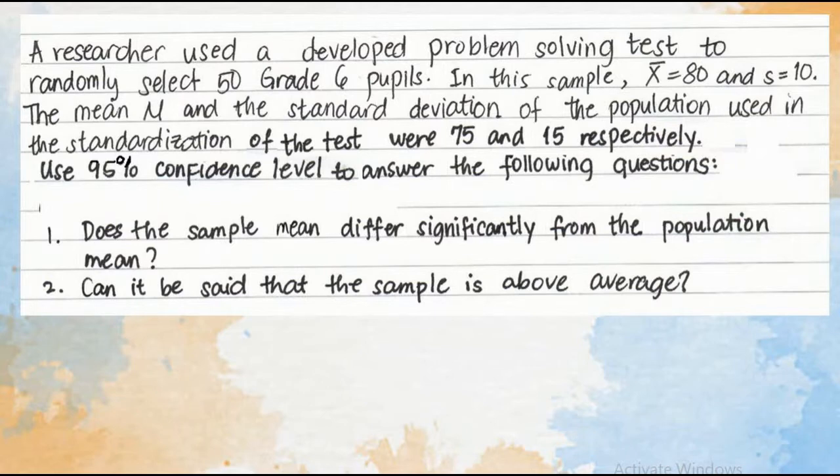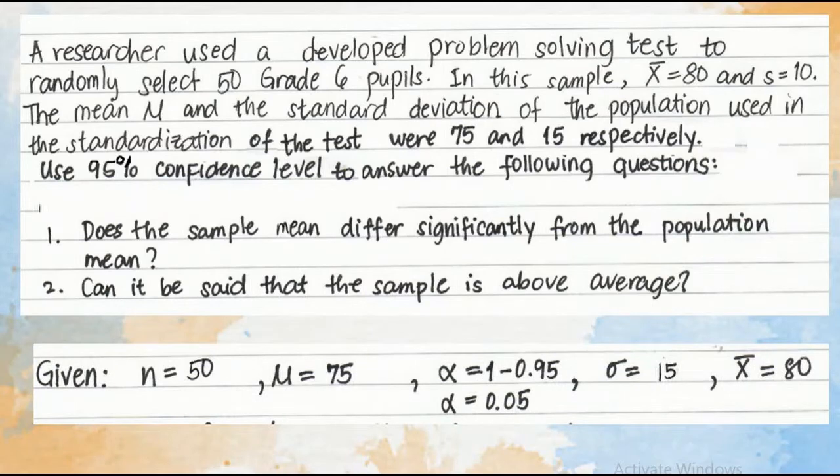Number 1. Does the sample mean differ significantly from the population mean? Can it be said that the sample is above average? Given n is equal to 50, mu or the population mean is 75, alpha or level of significance is 1 minus 0.95, which is equal to 0.05. Population standard deviation is 15, x bar or the sample mean is 80.